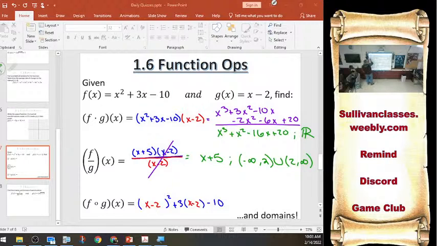And round 3 was a composition. F says square a thing, triple a thing, subtract 10. That thing will be x minus 2. Square, not like a freshman. Distribute, minus 10. For a grand total of x squared minus 4x plus 4, minus 6x plus 12, minus 10, which simplifies to x squared minus 10x plus 6.